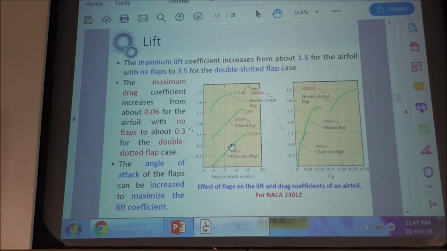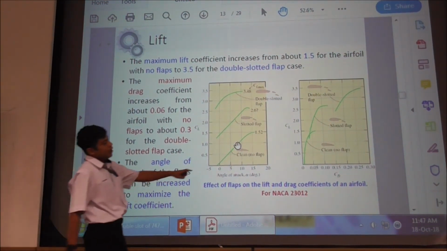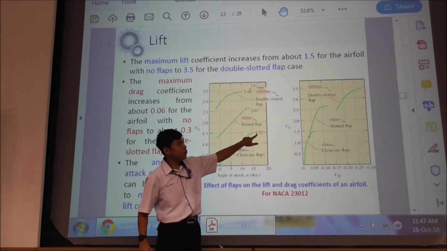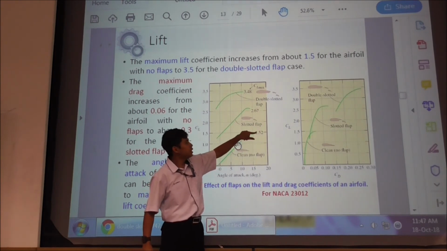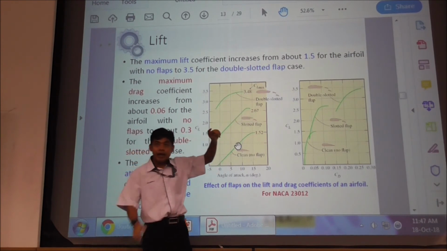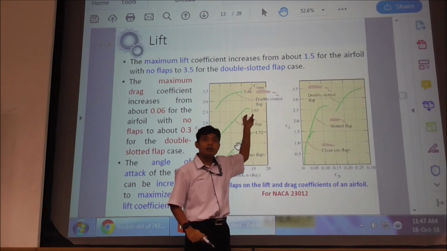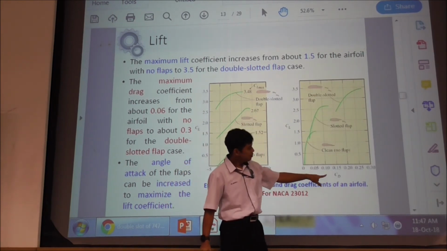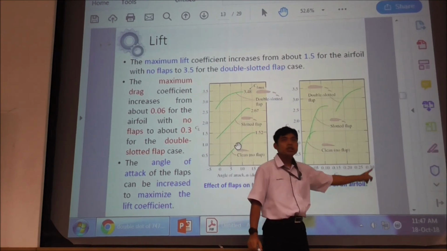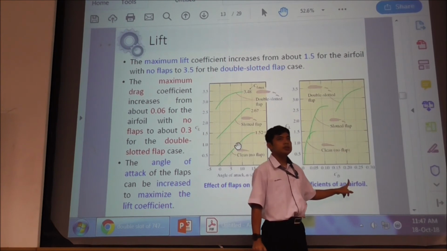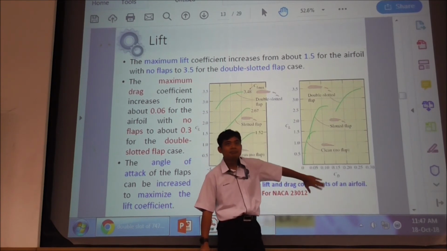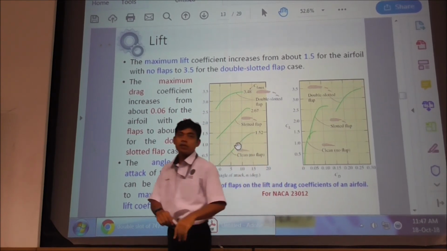And then talking about the slot, this is what happened. When you have no flap, this is 1.52. This is the maximum lift force that you can have. When you have a slotted flap, it is higher. When you have a double slotted flap, it is higher. But why don't we have it now? See the CD, when you have a double slotted flap, the CD is in this region. Huge. That's why you do not want to have it. You better have a clean flap. Okay, so that's the reason why we don't have it now.